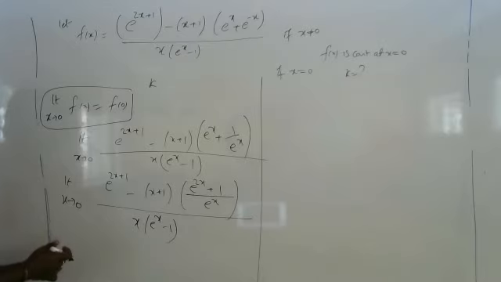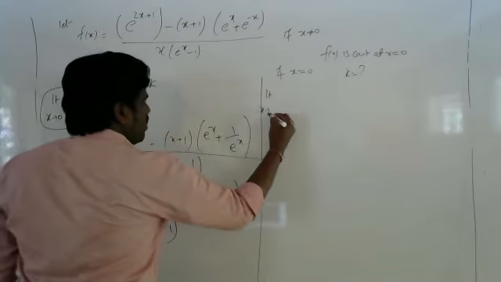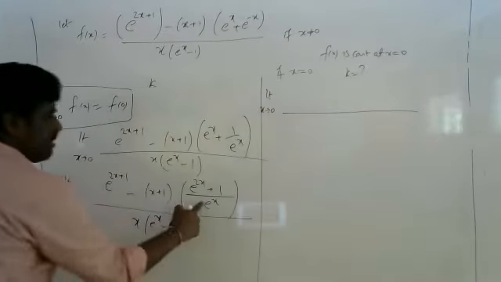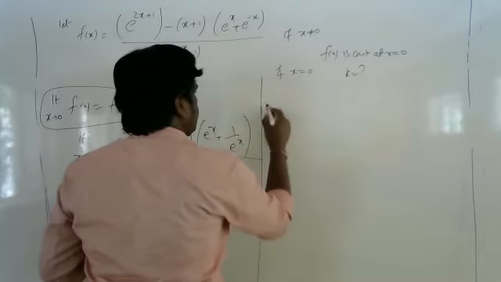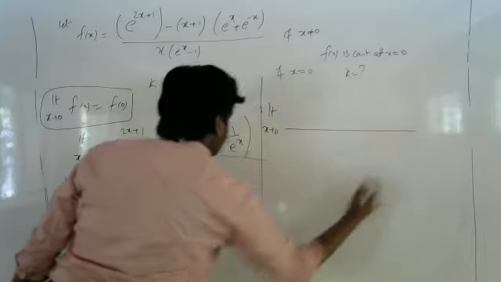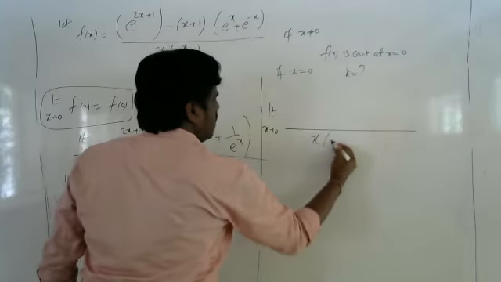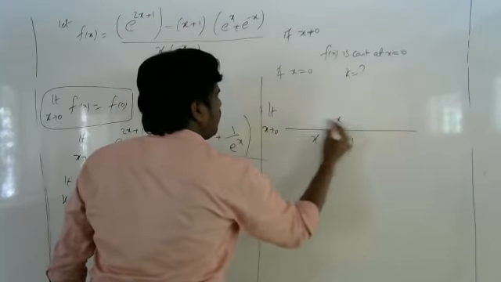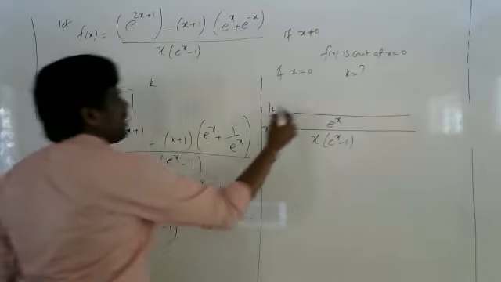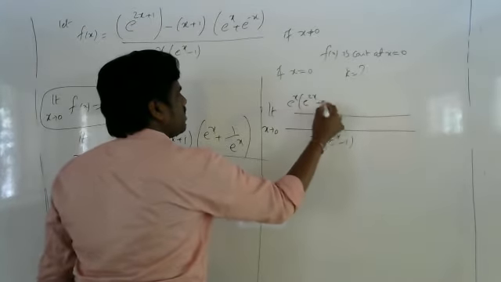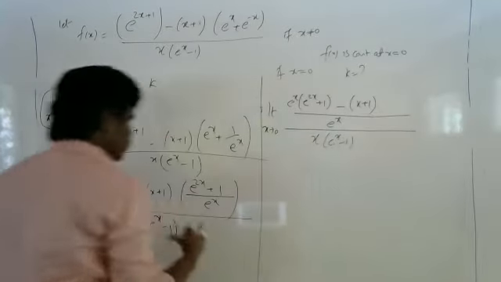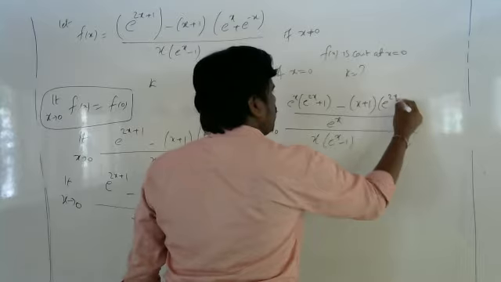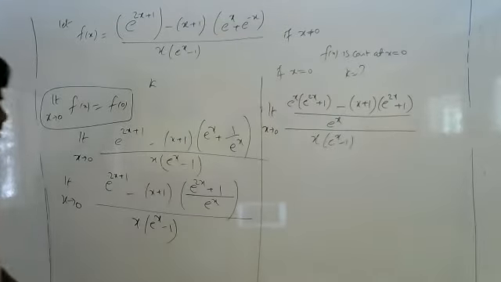So what I do, another step is limit x tending to 0. Now I take here LCM, e power x I take as LCM. Limit x tending to 0, x into (e power x minus 1), and e power x is the LCM. I get as e power x into (e power 2x plus 1) minus (x plus 1) into e power 2x plus 1. You will get like this. Understood? Are these steps clear?